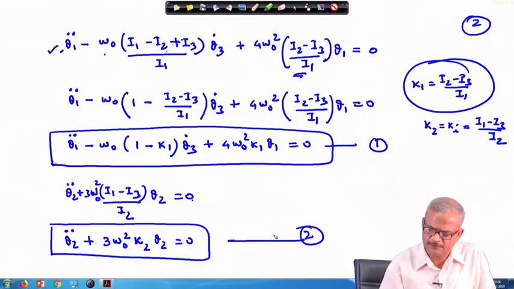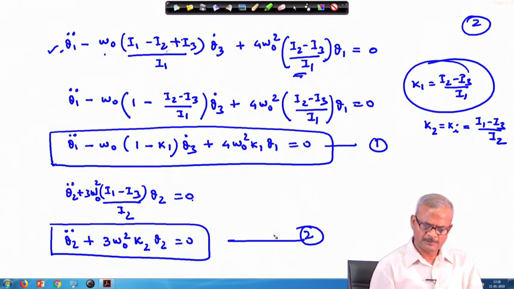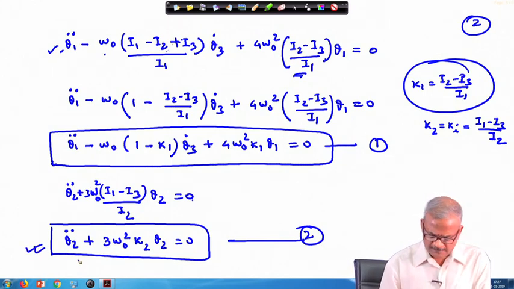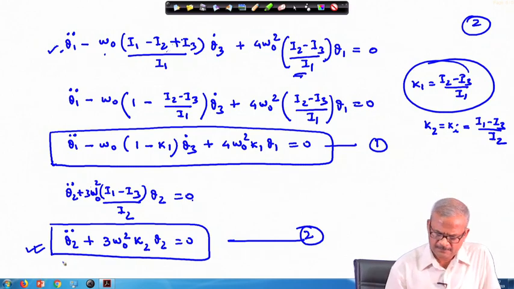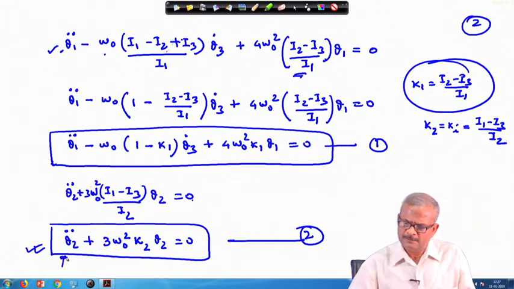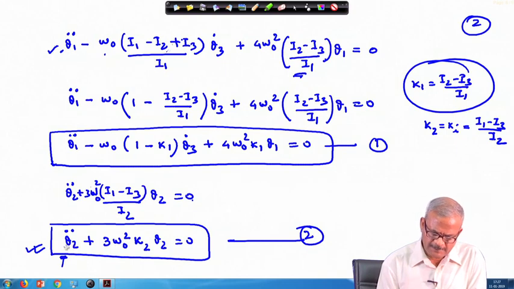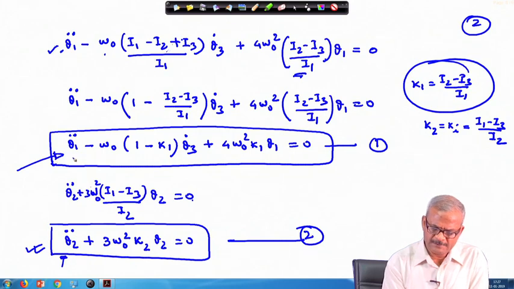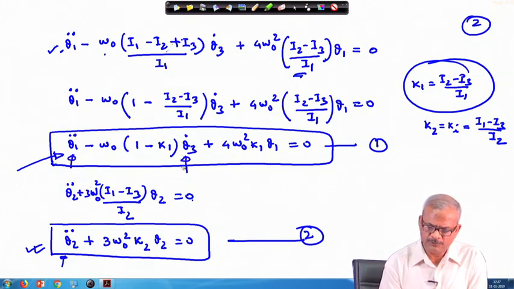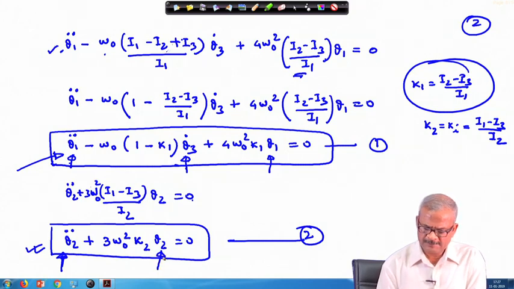This is your equation number 2. What we can look at, theta 2 is the pitch angle. I will explain why I am calling this pitch. Earlier also I have told you, in the first equation theta 1 and theta 3 both are involved, while in this only theta 2 is there, theta 2 double dot and theta 2. So, this is not coupled with the other displacement or other Euler rates.